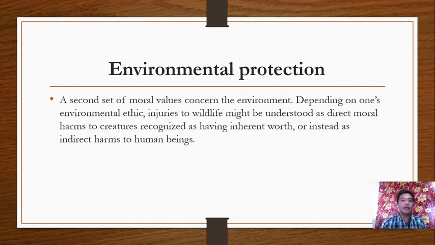Environmental protection. A second set of moral values concerns the environment. Depending on one's environmental ethic, injuries to wildlife might be understood as direct moral harms to creatures recognized as having inherent worth, or instead as indirect harms to human beings. So, environmental ethics helps define man's moral and ethical obligation towards the environment. We have the obligation to have concern for our environment, and we need to protect our environment as always for our safety as well.